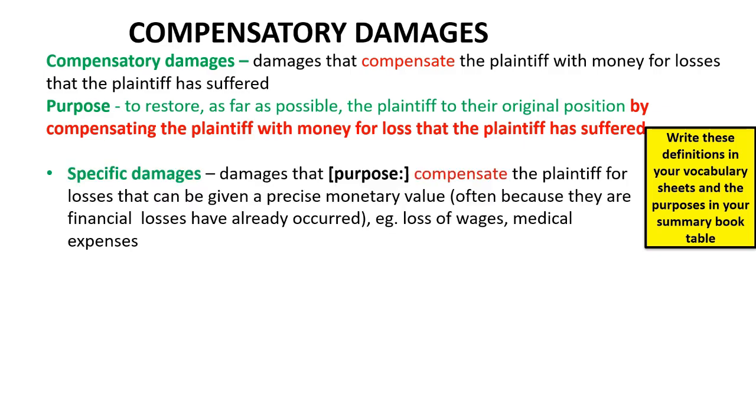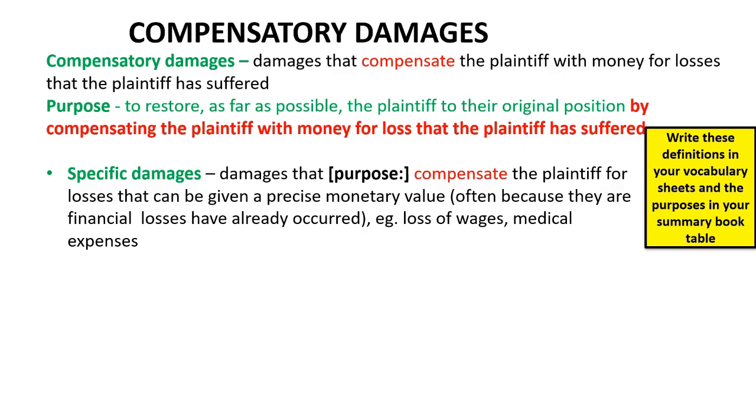Specific damages are damages that compensate the plaintiff for losses that can be given a precise monetary value. These losses can often be given a precise monetary value because they are financial losses that have already occurred, and so the exact amount of those losses is known. Look down the left-hand side of your vocabulary sheet, find the term specific damages and write this definition in there. The purpose of specific damages is therefore to compensate the plaintiff for losses that can be given a precise monetary value. Write this purpose in the middle column of your summary book table.